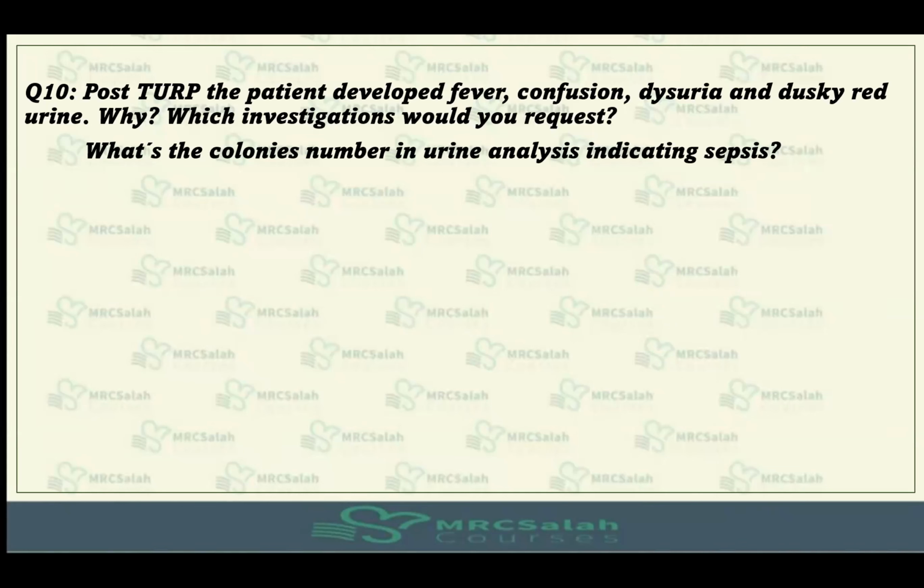More than 10 to the power 3? Yes, 10,000. At up to 10,000, it's normal. But to say that there is sepsis, it's more than 100,000 actually. The 1,000 written in the book, or what Dr. Salah said, is a different thing. It's not wrong, but it's not the number of colonies. I think it's a number of leukocytes, pus cells, something like this. So which of the blood components would rise? Neutrophils, yes.